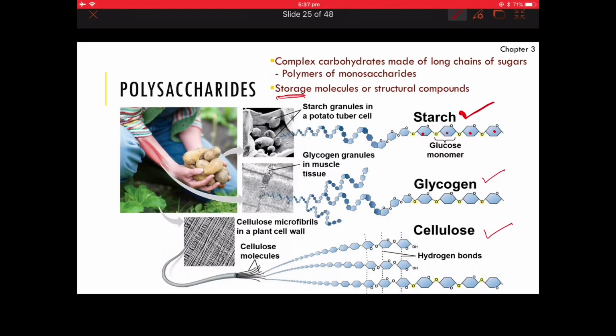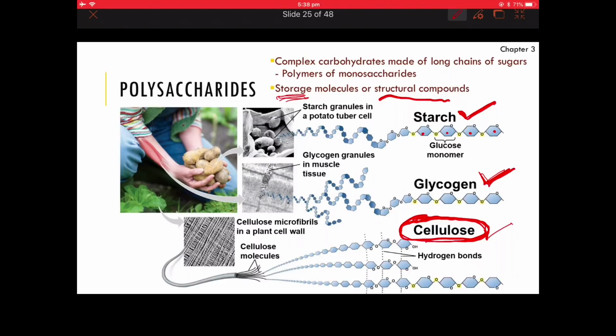Glycogen also is used for storage. Cellulose is used as a structural compound. So starch, اللي هو النشا, and glycogen, these polysaccharides are used for storage, storing energy. But cellulose is for building plants, structural compounds.